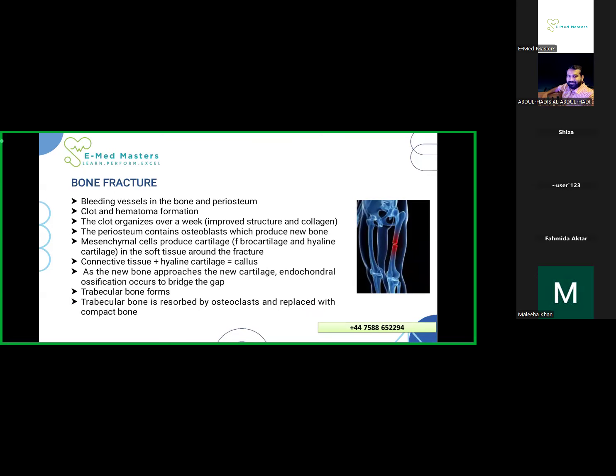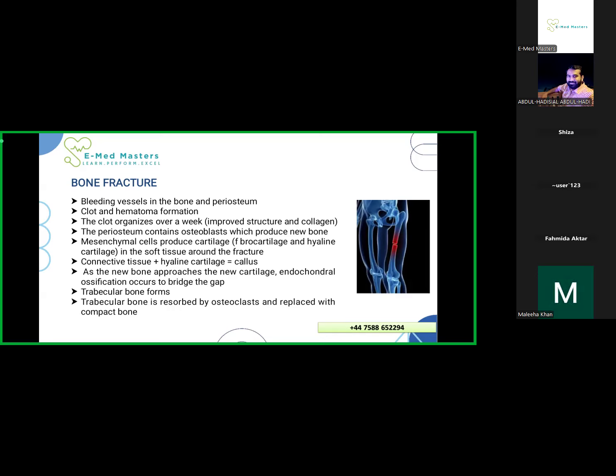So the first stage is hematoma formation, then there is soft callus formation. Fibroblasts come into the hematoma, and osteoblasts lay the new bone. Mesenchymal cells are there which produce cartilage, so chondroblasts and osteoblasts are there. This whole tissue of connective tissue and hyaline cartilage forms the callus, which is a soft callus. Now, as the new bone approaches, the new cartilage undergoes endochondral ossification to bridge the gap. Then the trabecular bone forms and there is a reorganization of the callus, and the soft callus is converted into the hard callus. The trabecular bone is reabsorbed by osteoclasts and replaced with compact bone.